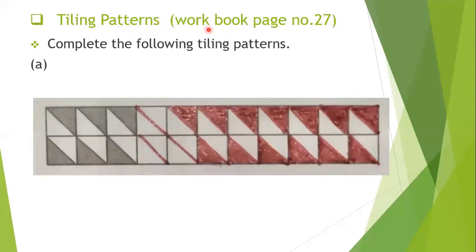See, tiling pattern. This question is also taken from the workbook, from the same page 27. Complete the following tiling patterns. Here, see, 2 rows of squares are used. This is the first row of squares, and here is the second row. Each square is divided into 2 equal triangles by drawing an oblique line. See, through the middle, through the opposite angle. You do not know about opposite angle yet, but by drawing an oblique line, each square is divided into 2 equal triangles. And in the first row of squares, the upper triangle is shaded.